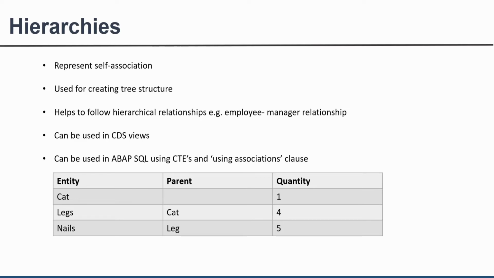And then the next entity is nails, which the parent is leg because each leg will have nails, and each leg has 5 nails. So you can see over here this is a parent child quantity which is created. So the parent is cat, then you have leg which has parent as cat, then you have nails which has parent as leg, and this is how you can represent a hierarchical relationship. This topic you will learn in another video.